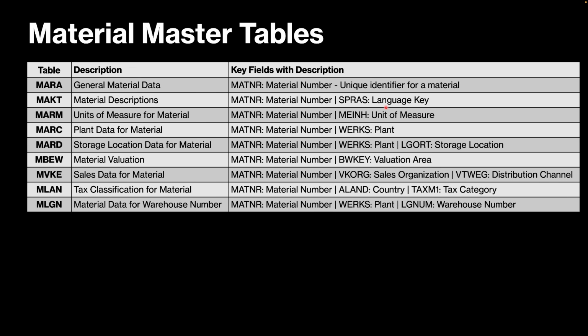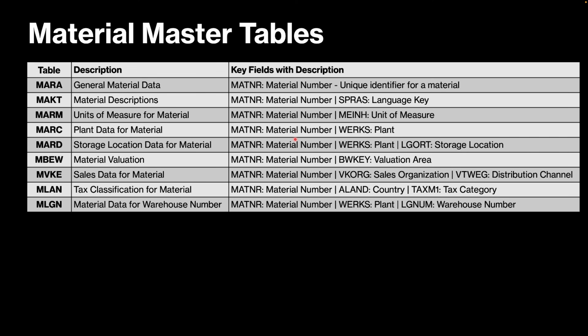The key fields shall be the language key and the material number. So in this way, you can see all these tables have their particular key fields. When you maintain data in a particular field which belongs to any of these tables, you have to enter the minimum data which is required for these key fields.